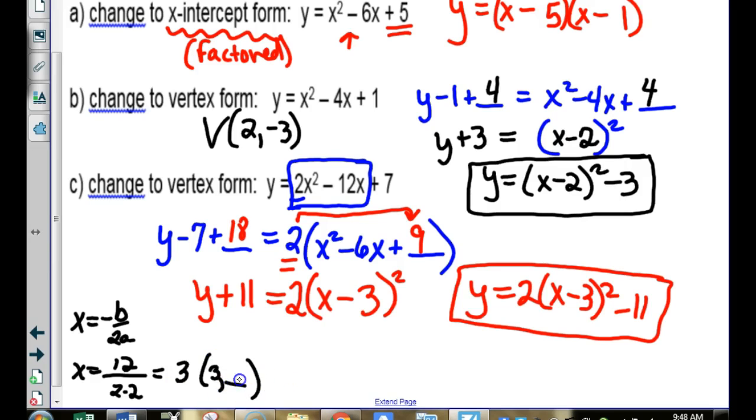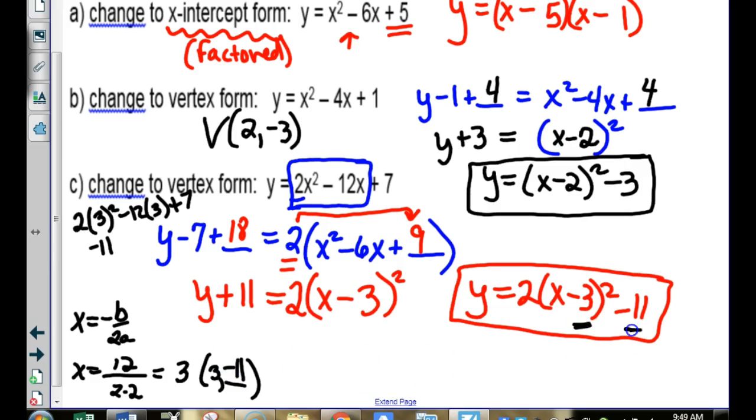Okay. To find the other part of the vertex, what do I do with that 3? Yes, I have to plug it back in here. Warm up your calculator here, guys. 2 times 3 squared minus 12 times 3 plus 7. Should be negative 11. Negative 11, okay. So now I knew the vertex.